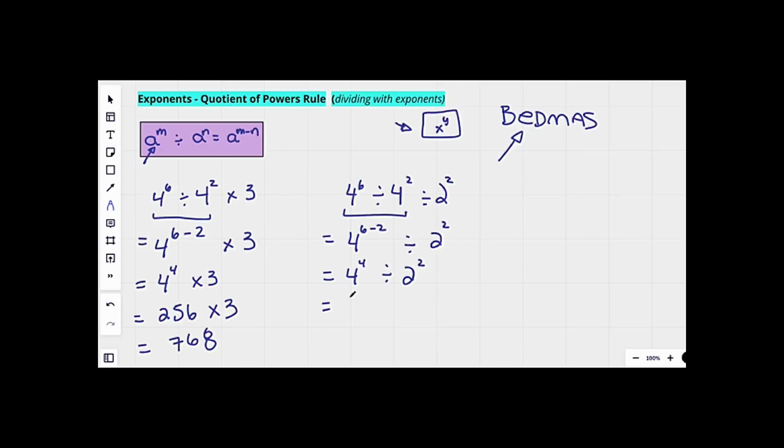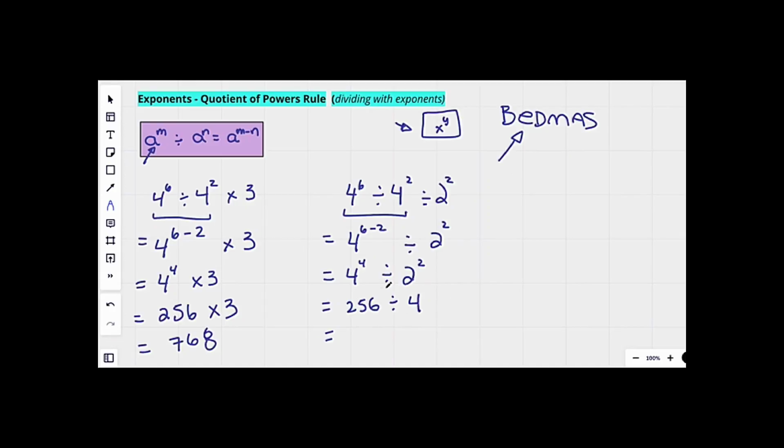Okay, so what is 4 to the power of 4? Well, that gives us 256. Now, divided by, and now we deal with the exponent here, which is 2 to the power of 2, which is 4. Now we can finally divide. Now notice that over here we took care of the exponents on both sides first because in BEDMAS, exponents come first. Now we're dividing, okay?